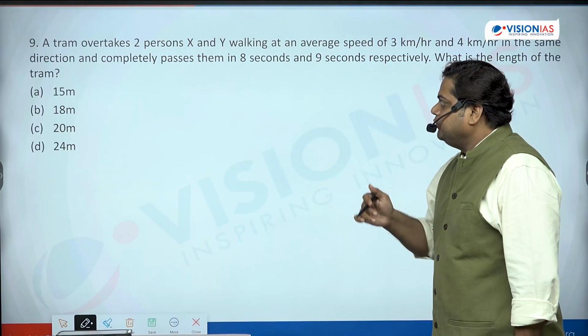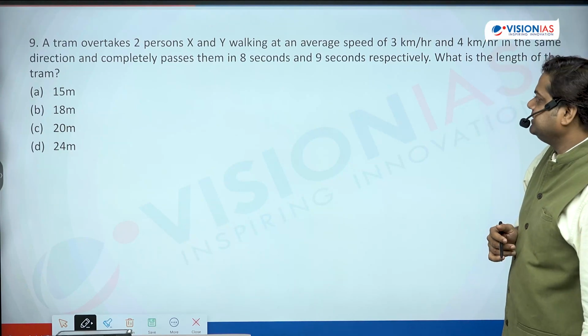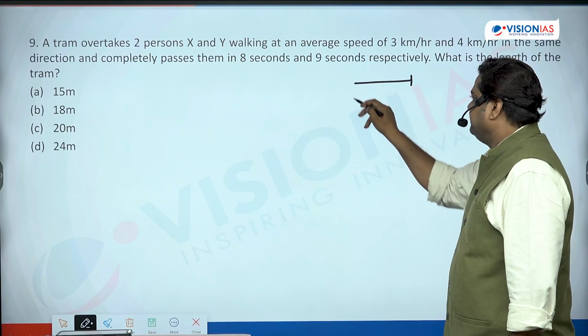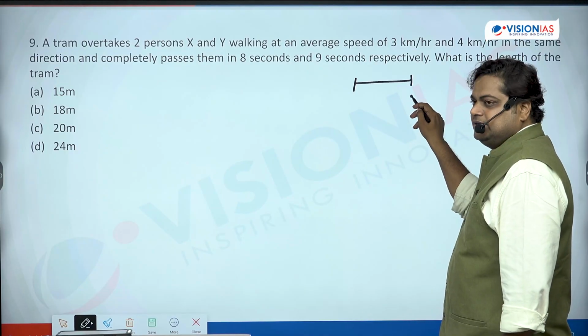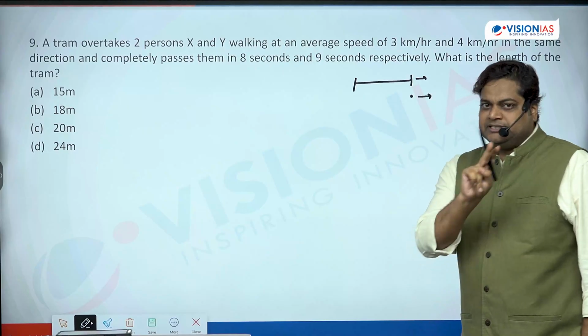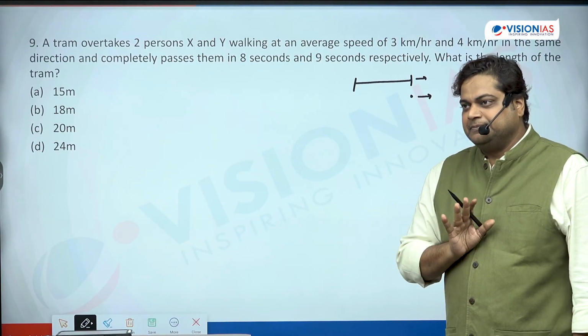See, a tram overtakes 2 persons, X and Y, walking at an average speed. So this is the train. A person is standing here. This train is also moving. This person is also moving. That means 2 objects are moving. There is a concept of relative speed.